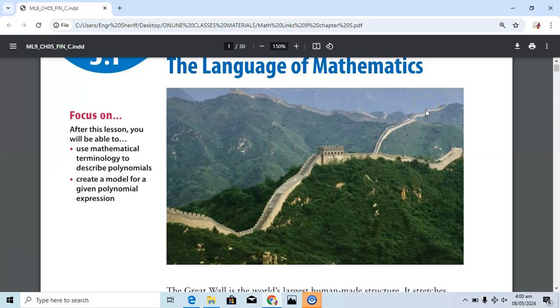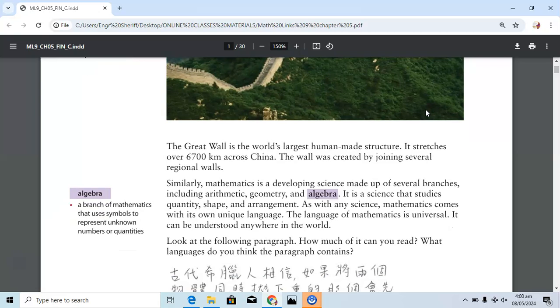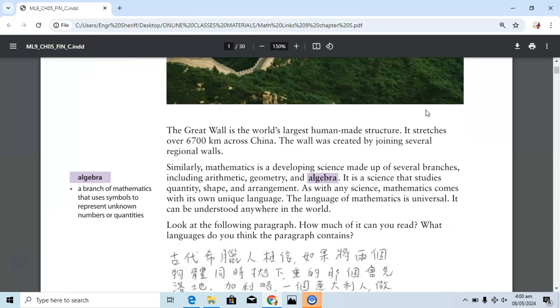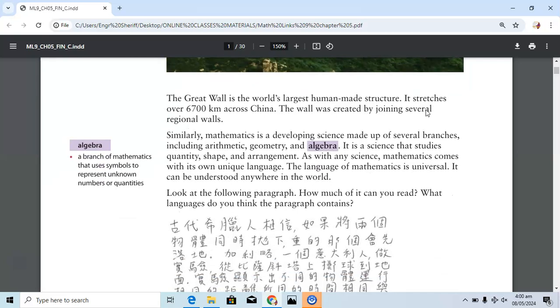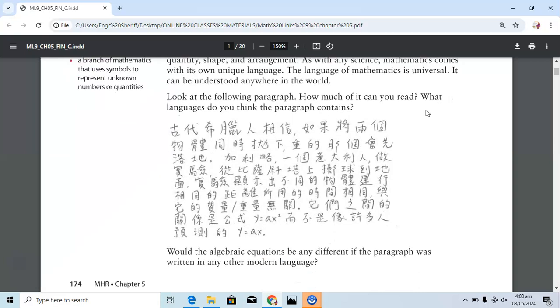Mathematics is the language of what? So it's very simple and straightforward. It's all about algebra, monomials, polynomials, and trinomials. Algebra is the branch of mathematics that uses symbols to represent unknown numbers or quantities. So let's see what we have. These are just the preliminaries.